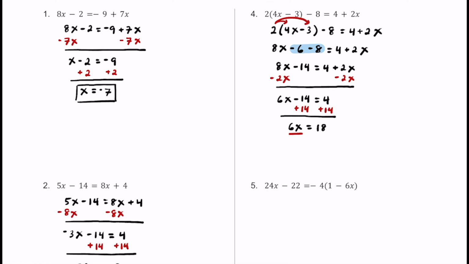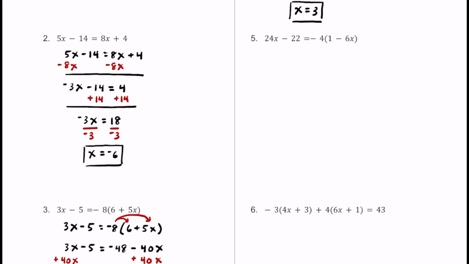Finally, we can divide both sides by 6, so we get a coefficient of 1 for x. So 6 divided by 6 will cancel out to make 1. And then on the right side, we have 18 divided by 6, and that's going to equal 3. So x equals 3 would be the solution.